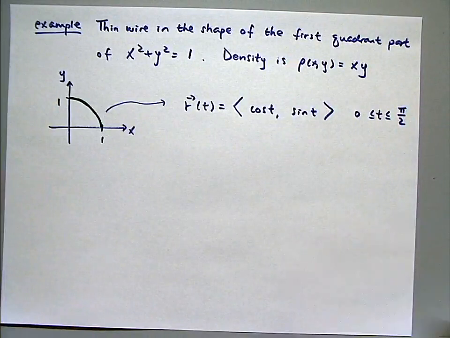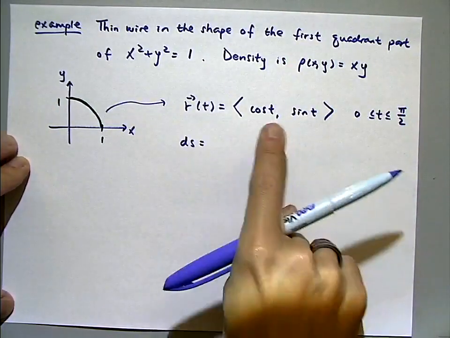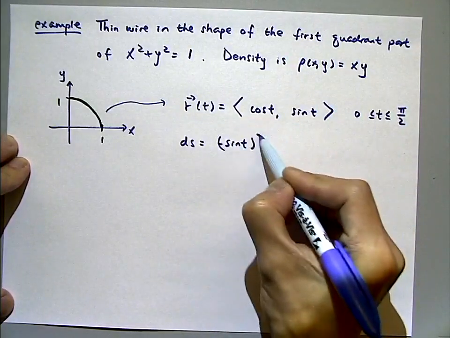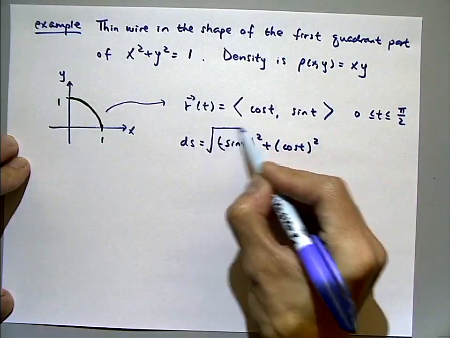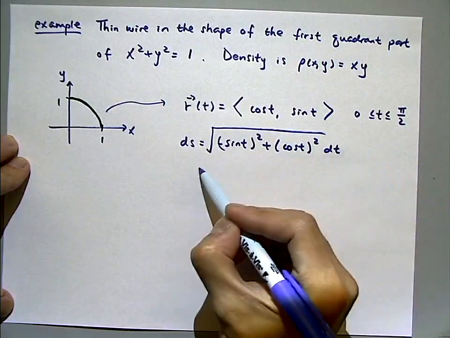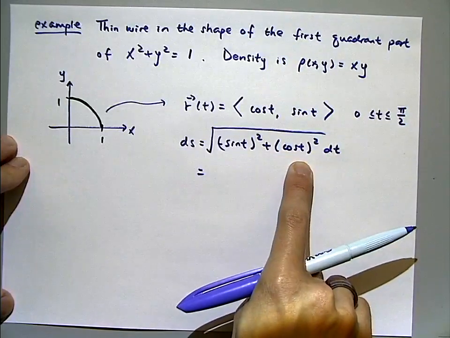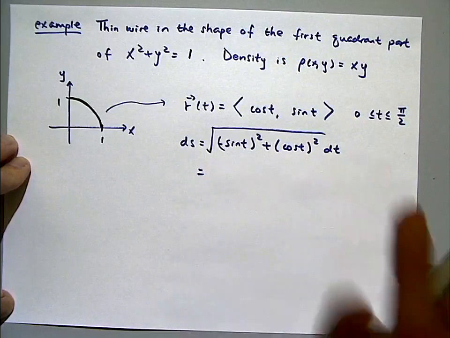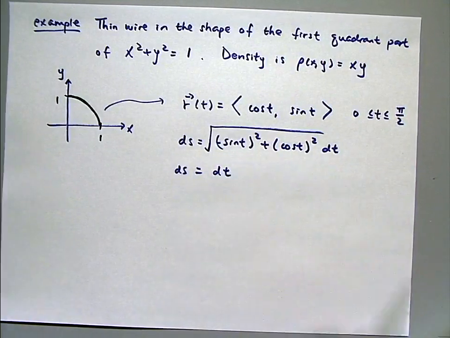Good. So now we have the parameterization. ds is the root of the derivative of this thing squared: minus sine squared plus cosine squared under a root dt. And this turns out to be a 1 under the root. Radical 1 is 1. 1 times dt is dt. So ds turns out to be dt. So that's very convenient.